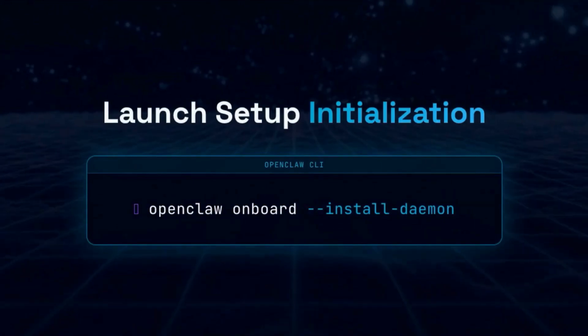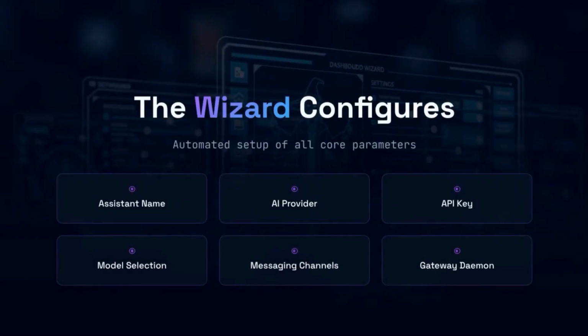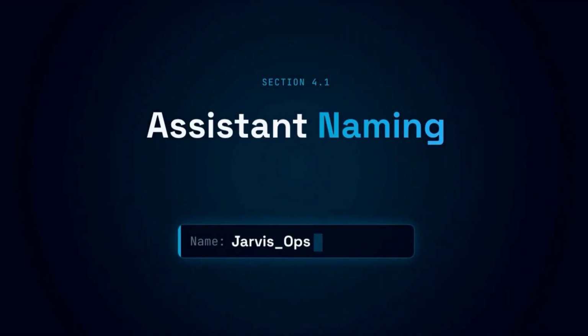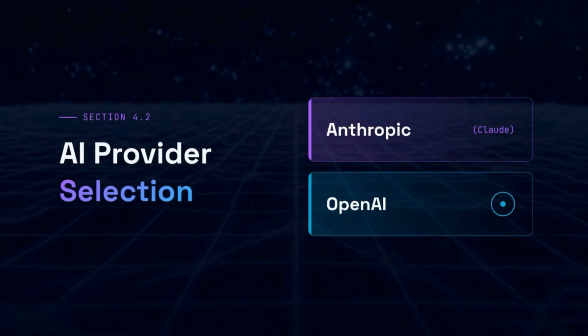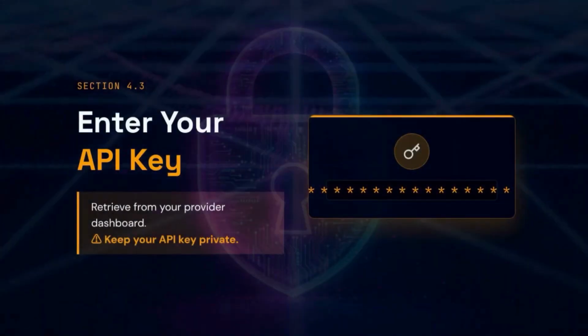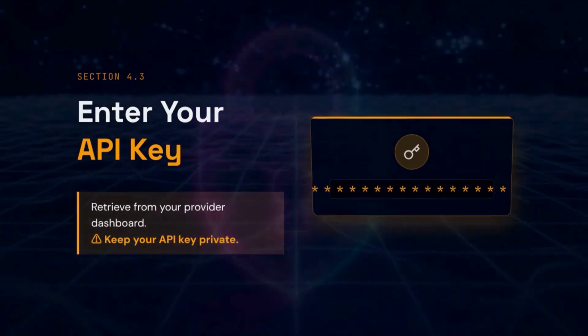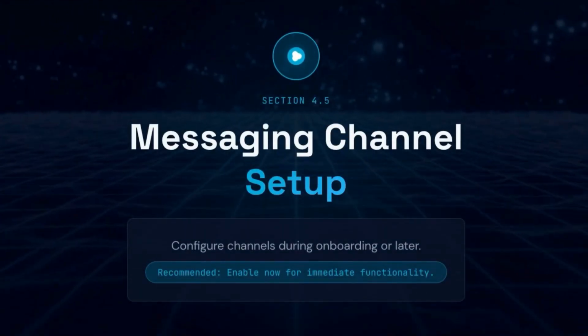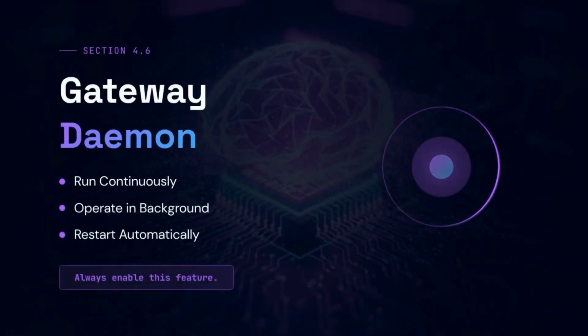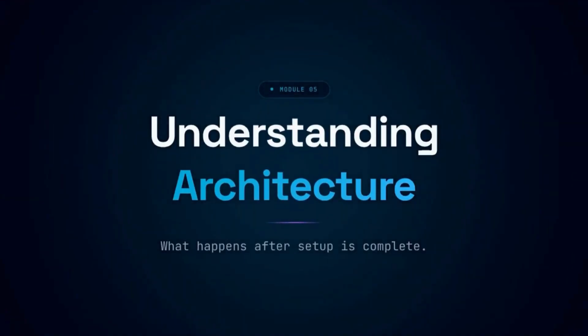Then run openclaw onboard --install-daemon to configure your assistant, AI provider, API key, model, messaging channels, and background gateway. Choose a custom name for your AI assistant. This doesn't change functionality, but it personalizes your instance. Next, select your AI provider, either Anthropic Claude or OpenAI, and paste in your API key from your provider dashboard. Keep that key private. Choose your model, such as Claude Opus for maximum reasoning, Sonnet for balance, or GPT-4 from OpenAI. You can enable messaging channels now or later, but it's recommended to set them up immediately. Finally, install the gateway daemon so OpenClaw runs continuously in the background and restarts automatically.